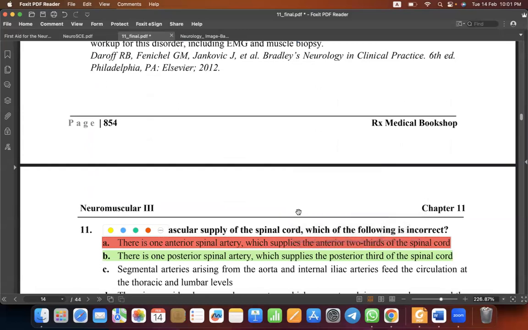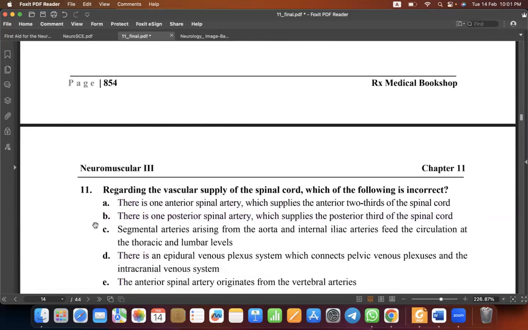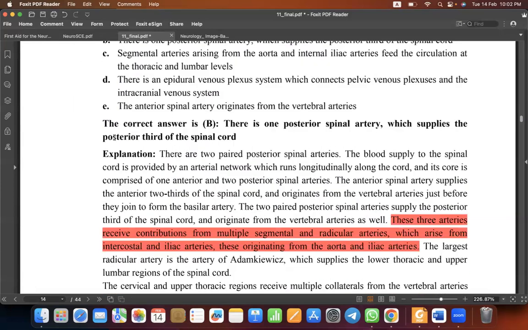So let's talk about the blood supply of the spinal cord. Regarding the vascular supply of the spinal cord, which one of the following is correct? We should remember that in the spinal cord, there are 2 arteries, the anterior spinal artery and the posterior spinal artery. Always remember, the anterior spinal artery supplies the anterior 2/3, and the posterior spinal arteries supply the posterior third. Anterior 1, posterior 2: A1, P2. Always remember A1, P2.